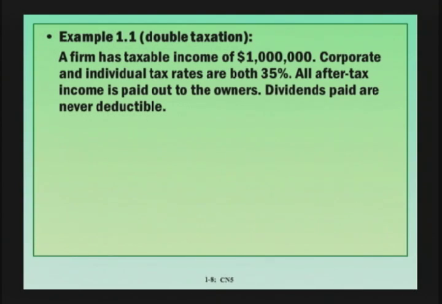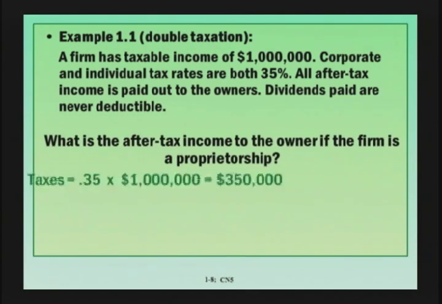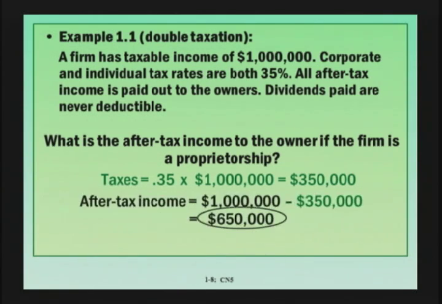In this example, we have initially a proprietorship with a 35% tax bracket, and then later we have a corporation where the shareholders and the corporation each face a 35% tax bracket. We'll start out with a taxable income of $1 million for the proprietorship, taxed at a 35% rate. So for the proprietor, they would pay $350,000 in taxes on their $1 million of taxable income. That would leave the proprietor with $650,000 after those taxes are paid.